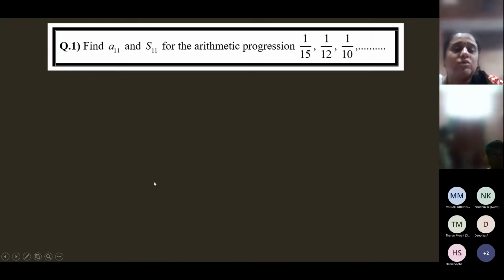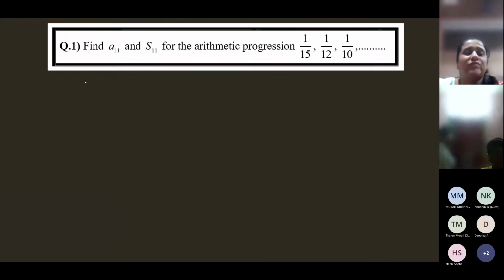So, find A11 and S11 for the arithmetic progression. Just because they are reciprocals, just because it's 1 by 15, 1 by 12, don't get confused. It's not a harmonic progression. Find A11 and S11 for the arithmetic progression. The sequence is in arithmetic progression; you don't have to prove it. You find A11 and S11. So children, don't work.